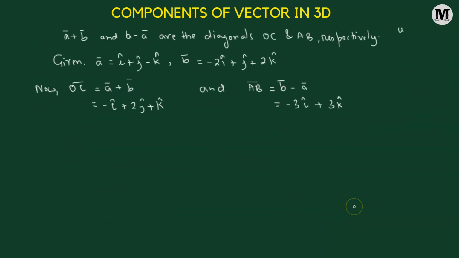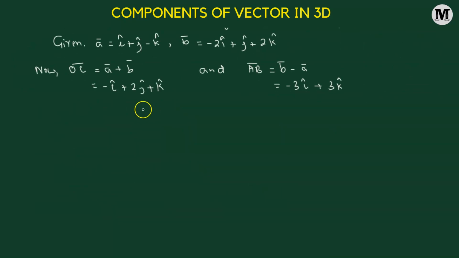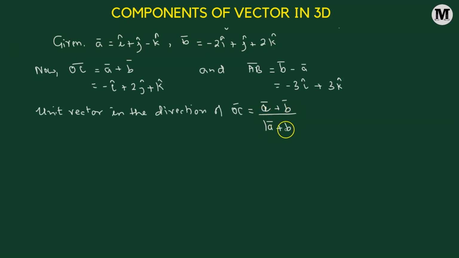Okay, now that we have obtained the diagonals of the parallelogram, we're going to find out the unit vector first in the direction of OC vector. So here, all we have to do is take the vector A plus B and divide it by its magnitude. That means magnitude of vector A plus B. Now A vector plus B vector we already obtained, that's negative i cap plus 2 j cap plus k cap. And we're going to divide it by its magnitude, that means magnitude of negative i cap plus 2 j cap plus k cap.